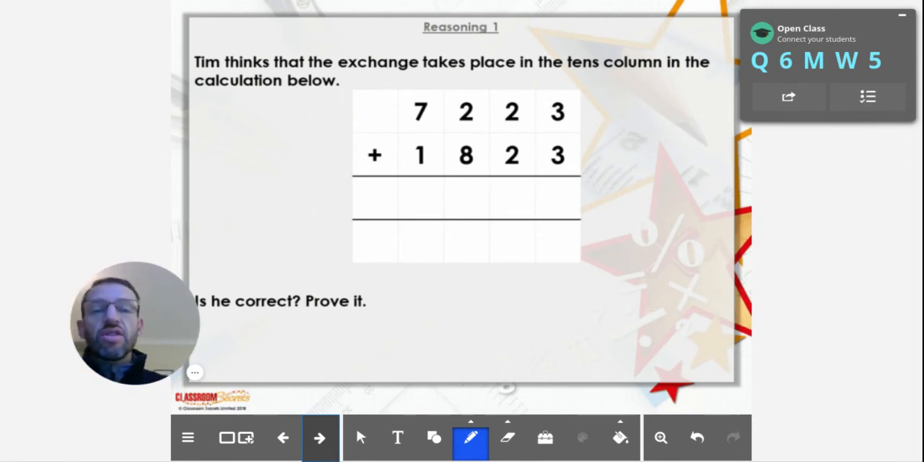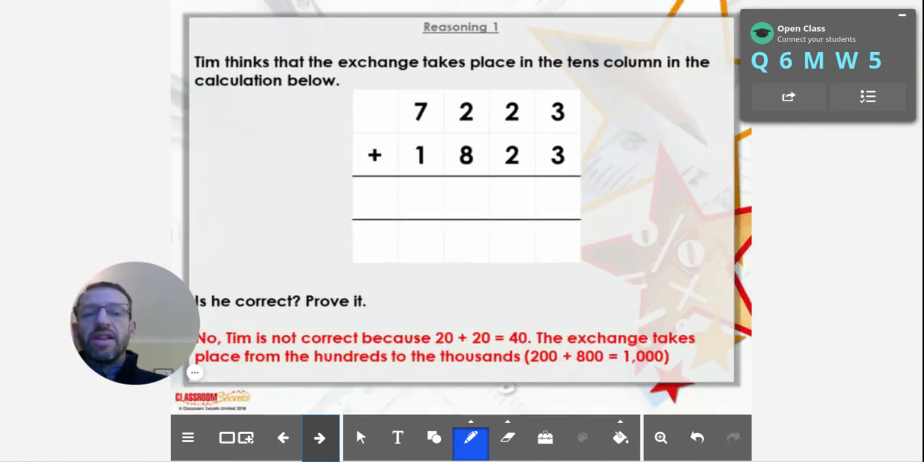If I look at the tens column, there's no exchange taking place because it simply adds up to 4. There is an exchange in this calculation. Can you see it? Yeah, it's in the hundreds column because 2 and 8 makes 10. So the exchange is from the hundreds into the thousands. So we're going to end up with 9,000.